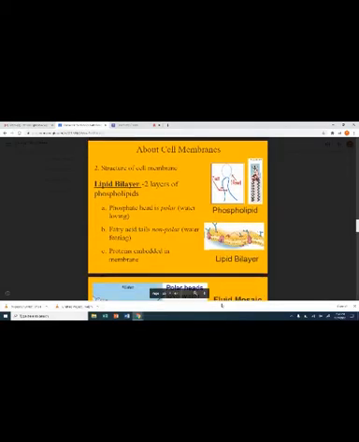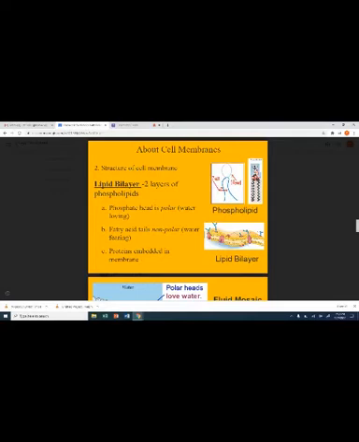Okay, cell membranes are composed of two layers of phospholipids. That's called the phospholipid bilayer, where bi means two. So two layers of phospholipids. Each layer has a phosphate head and fatty acid tails. In the middle, it's glued together by a glycerol.